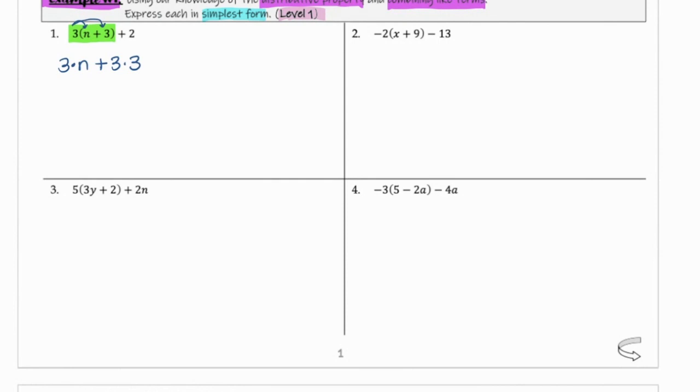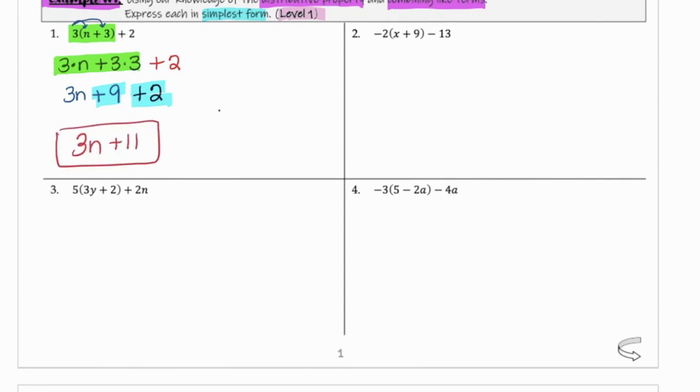What happens with that 2? That 2 is going to be dropped down. And I'm going to highlight this. This is what I'm still working with. So I have 3 times n is 3n plus 3 times 3 is 9. And again, I'm dropping down that 2. At this point, what can I combine? I could combine the positive 9 with the positive 2, giving me an answer of 3n plus 11. Box it up, and that is my final answer.